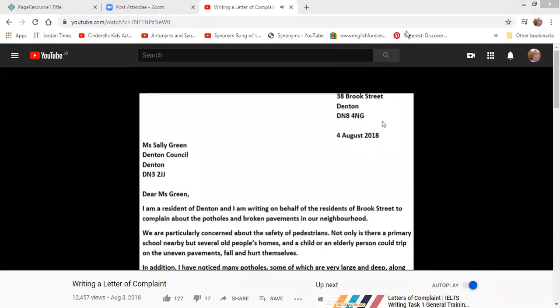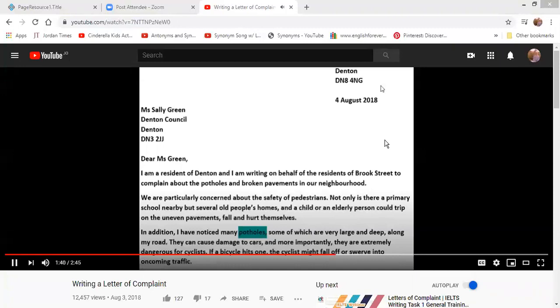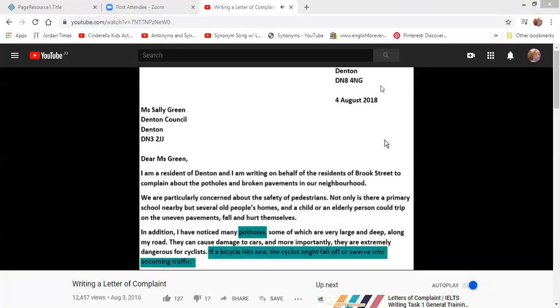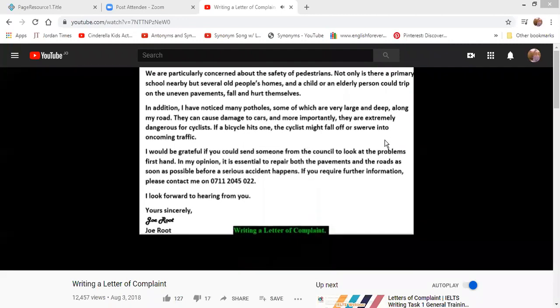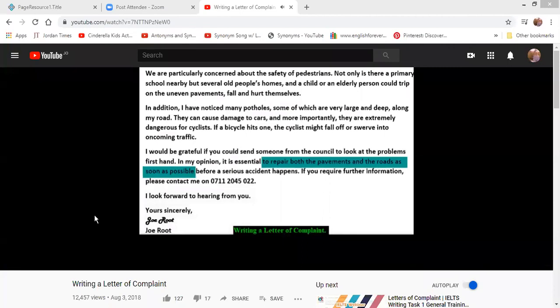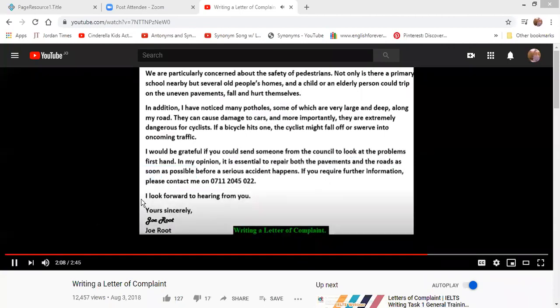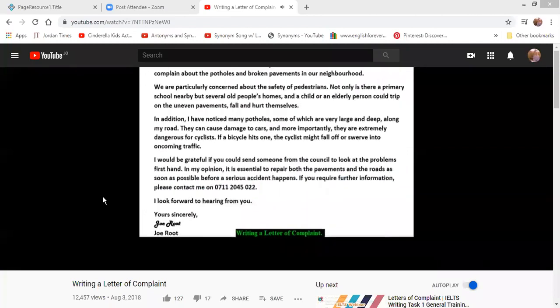In paragraph 3, the focus is on the potholes, and he makes it clear that if a bike hits a pothole, the cyclist could fall off or swerve into oncoming traffic. He's clearly concerned. Then, in the final paragraph, he asks the council to take action and firstly come and have a look at the problem and then repair both the pavements and the roads as soon as possible. He's very helpful, and he even gives the council his telephone number if they need more details. The council would find it difficult to ignore his request.